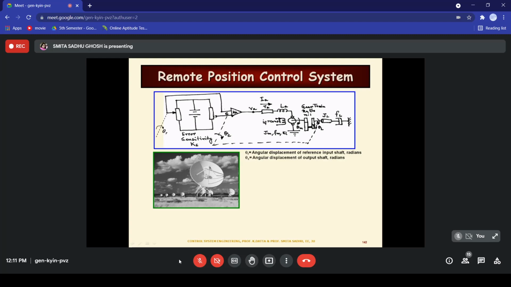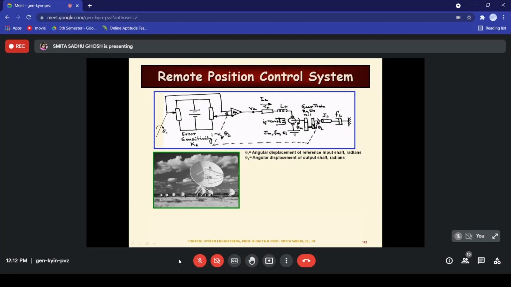In the potentiometric error detector, the output is denoted as epsilon. I'll come to the notations. This epsilon gives me the difference between the 2 angular displacements, namely the reference input angular displacement and the load angular displacement. The difference generates a proportional output voltage. So epsilon will be proportional to the difference between theta r and theta c, and the error sensitivity is denoted by Ke. I'll come to the notations and the units in a moment, one by one.